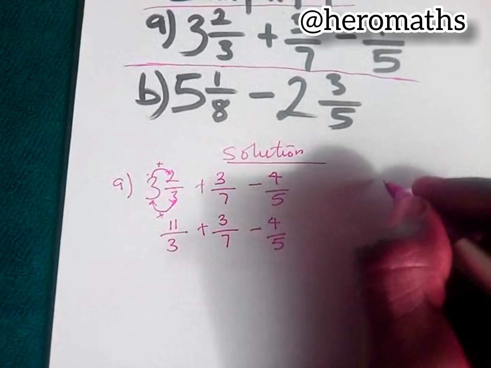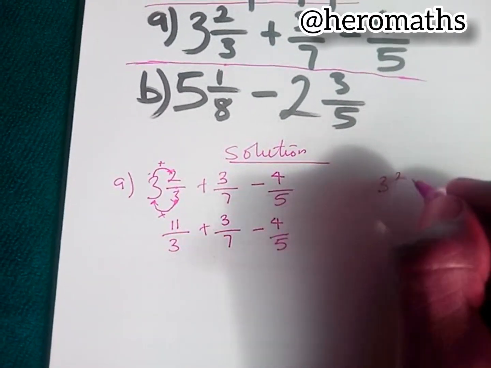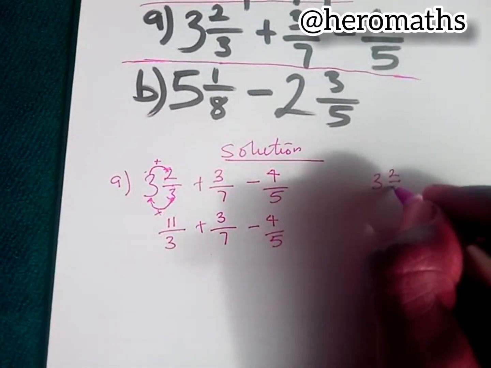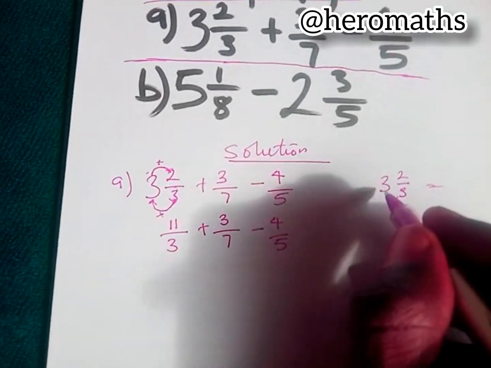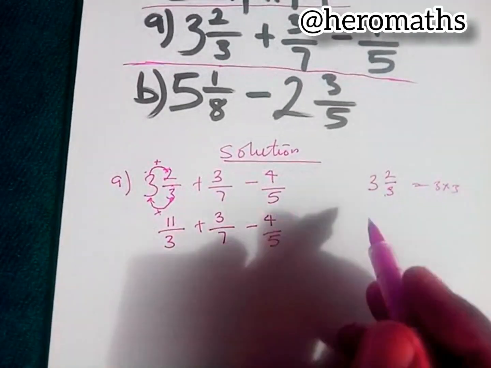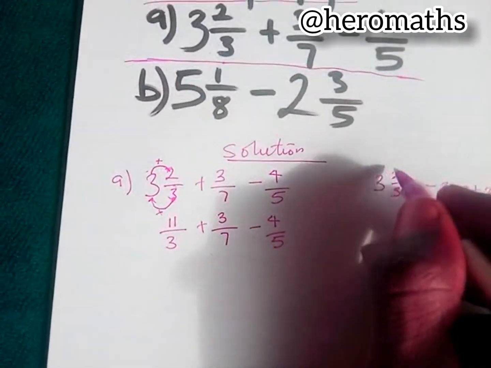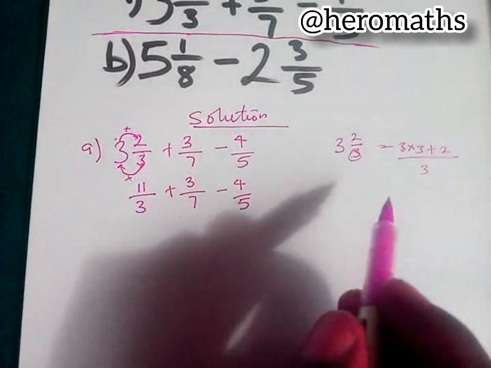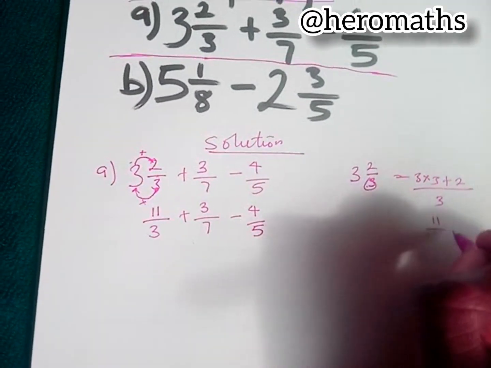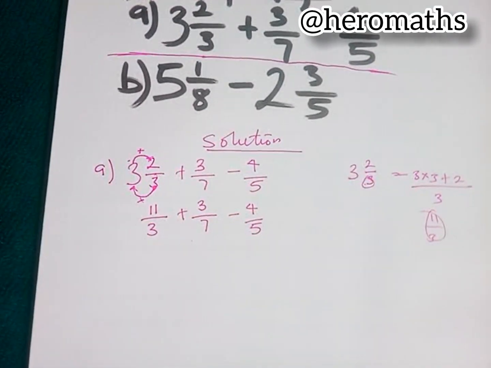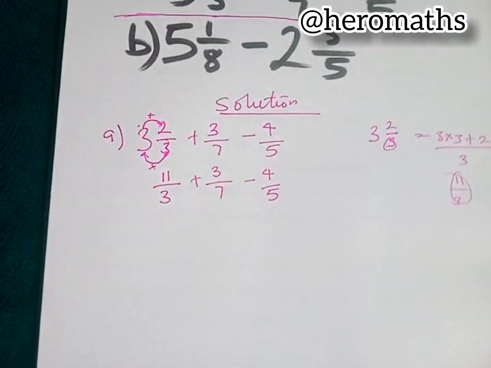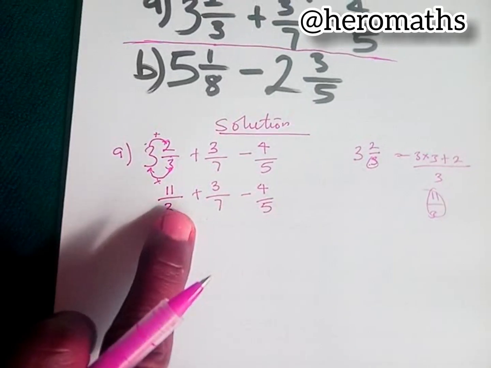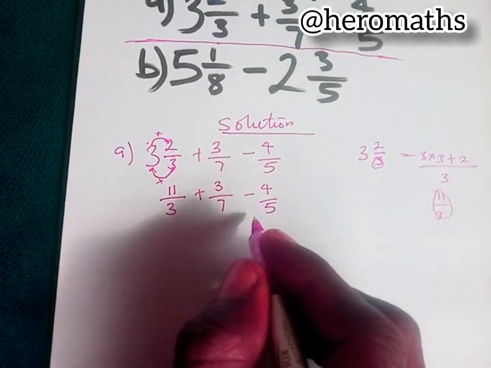That is what we did here. The 3 whole number 2 over 3: this is equal to this times this, that is 3 times 3, plus the 2, which is the whole. Then all of this we divide by this 3. That's what we did there, and that will give you 11 divided by 3, and that is what we have here. Now the next step is, what is the lowest common multiple of 3, 7 and 5?